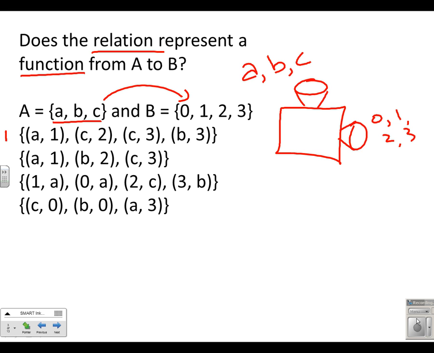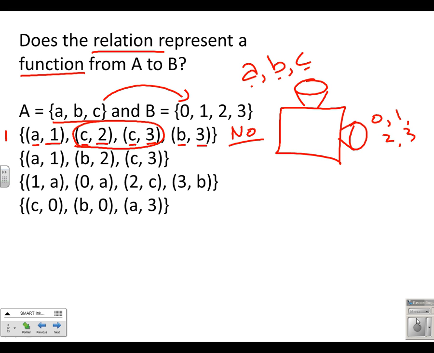In number 1 here, I have an elf who grabs an A and is charged with turning that into a 1. I have another elf that grabs C's, and I tell that elf, you turn C's into 2's, but later on I tell that elf, you turn C's into 3's, and I have an elf in charge of the B's, and that's good, so they're all covered. Turn those things into 3's. So the question, is this a function? This is not a function because of this. So this is a no.